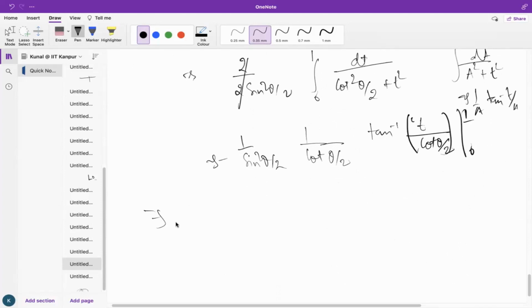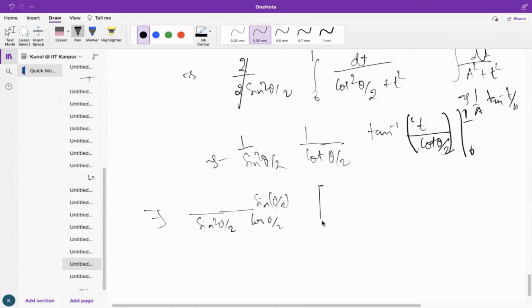Now it's time to substitute the limit. So do it in a very careful manner. We are inserting the limit in t, not in theta, so don't make a mistake here. So sine squared theta by 2. Cos theta will be cos theta by 2, sine theta by 2.